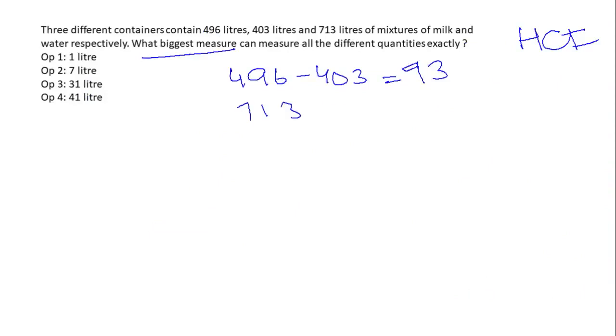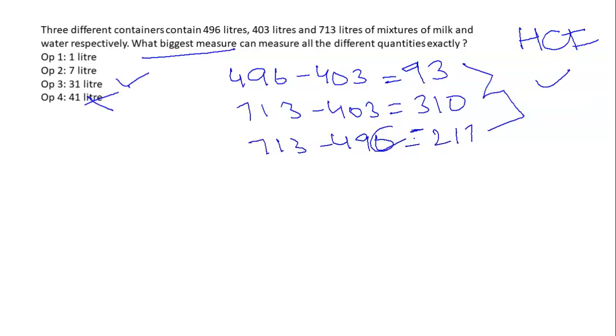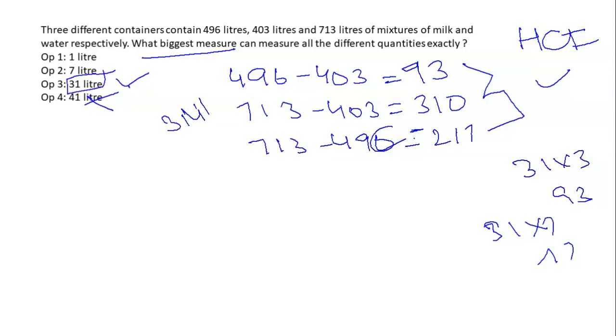713 minus 403 is nothing but 310. Next, 713 minus 496. 310 will not be divisible by 41, so this is not possible. The second one is 31. 310 is divisible by 31. 31 into 3 is 93, and 31 into 7 is 217. So your answer is 31, because we need not even check the others. This is sufficient. So your answer is 31 liters. Clear?